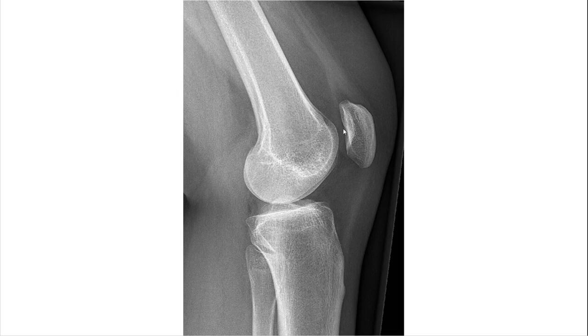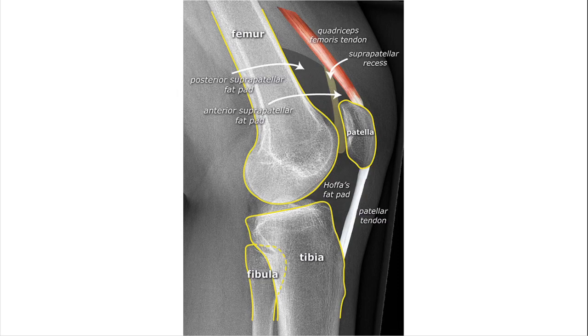This one is the suprapatellar bursa, right? Or the cavity of the knee joint communicates with this thing. This is the suprapatellar bursa. Whereas these black shadows, these are the pads of fat. This is the infrapatellar pad of fat, which is also called Hoffa's fat pad, and these are the anterior and the posterior suprapatellar pads of fat. Right, now I will show you a labeled version of this.